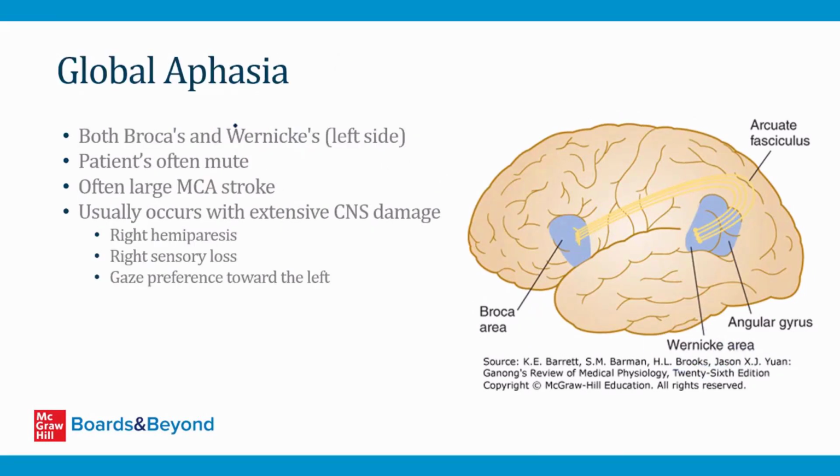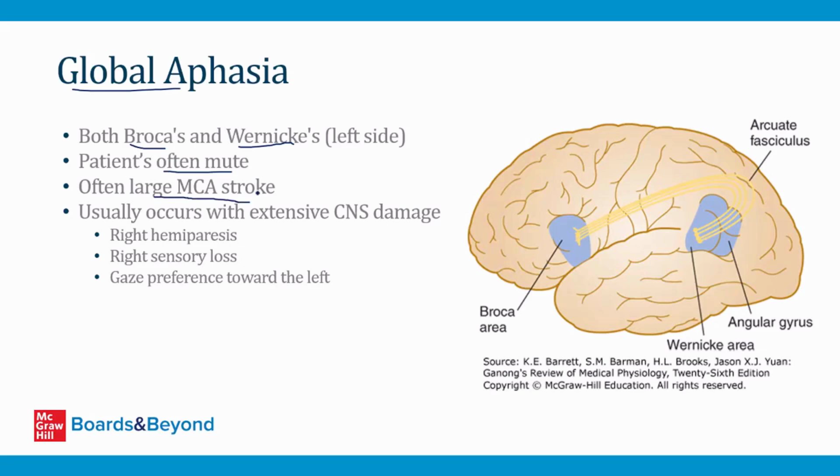And then sometimes when patients have very large strokes that affect a large region of the left side of the cerebral cortex, they can have damage to both Broca's and Wernicke's areas. And this can lead to a type of aphasia called global aphasia. These patients usually have severely reduced speech function. They're often mute. This usually occurs in the setting of a very large MCA stroke.